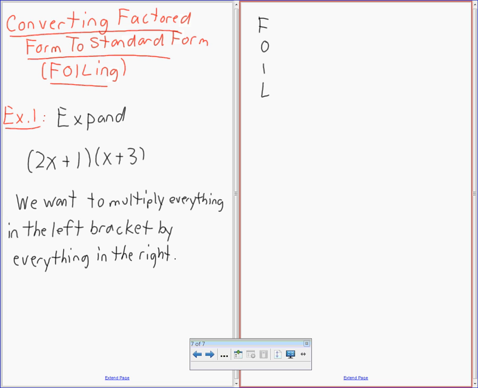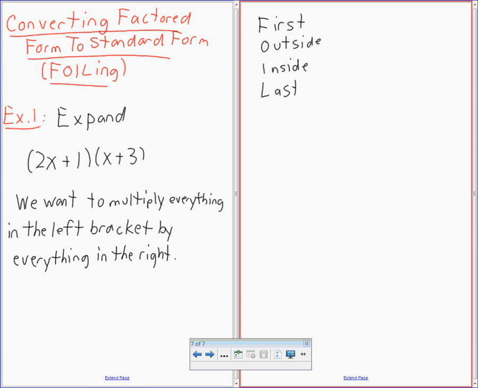What foil means is first, outside, inside, last. So in order to multiply these, you multiply the first term in each bracket, then the outside ones, then the inside ones, and then the last ones. I do not like that acronym, although I'll use it, I'll say foil. But basically what you're thinking is the 2x hits both the x and the 3, and then the 1 hits the x and the 3.